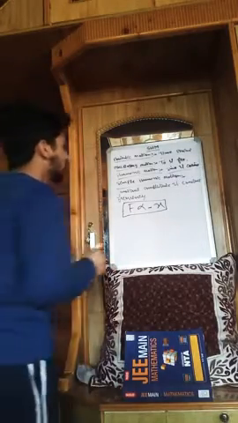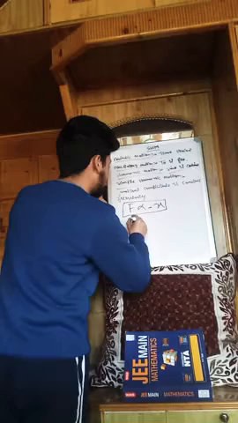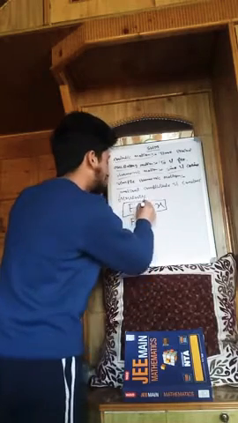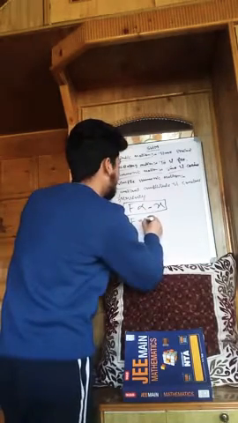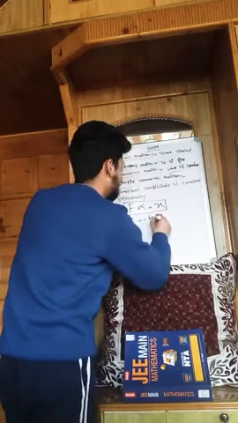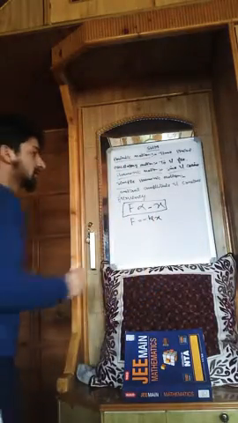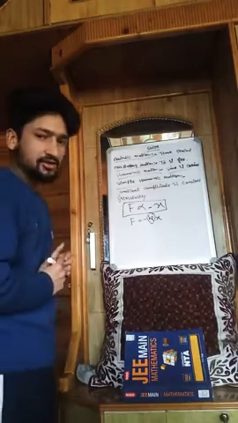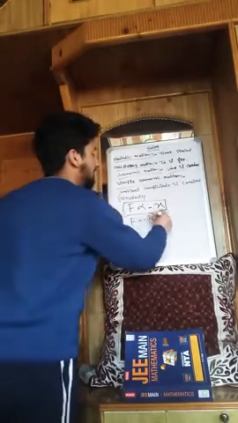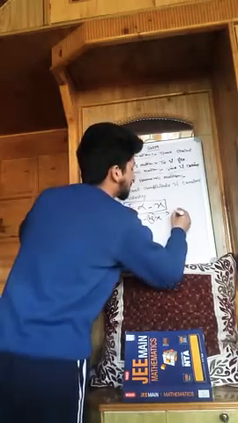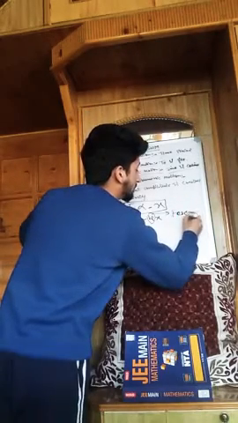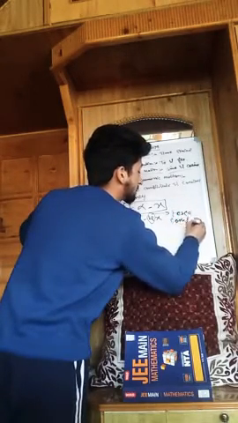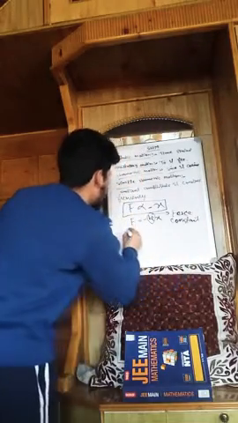Okay, so if I remove this proportionality constant, I will write it like this: F is equal to minus kx, and this k is the proportionality constant. This can also be called the force constant.